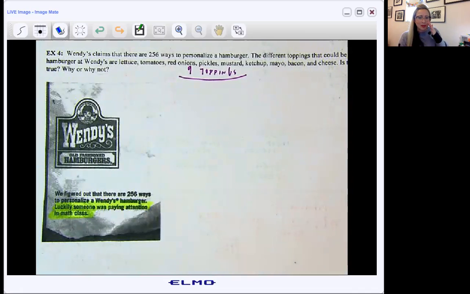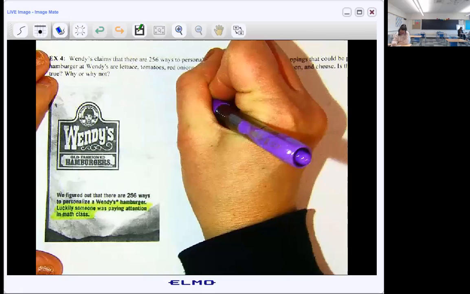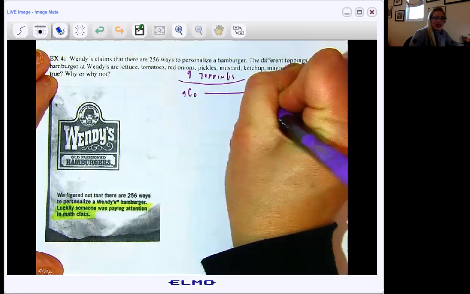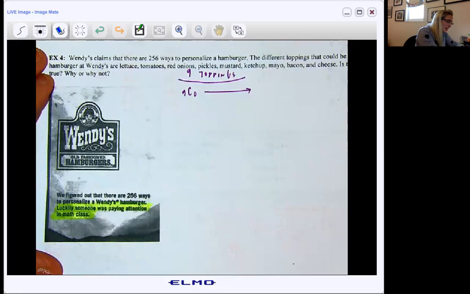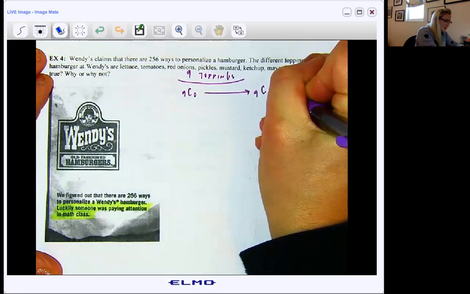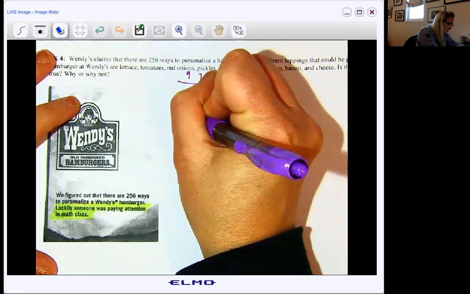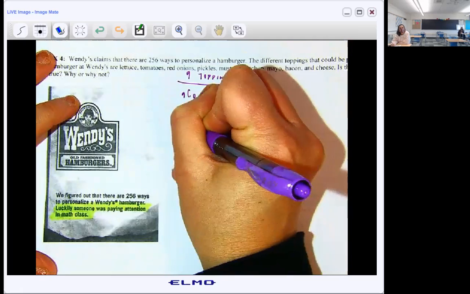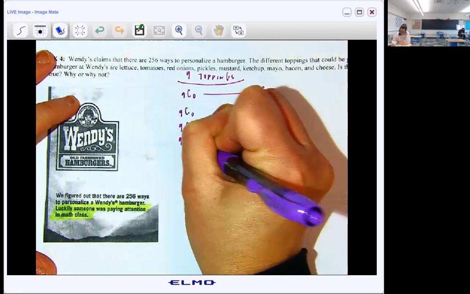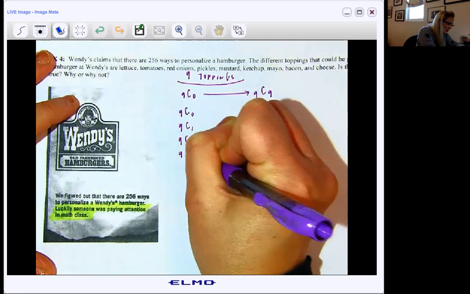So if we have 9 toppings, right, we know that, well, you could choose none of those toppings, right? It could just be a plain old hamburger, no toppings whatsoever. Or anything in between up to all 9 of them. Right? You could have none of those extra toppings, you could have all 9 of those extra toppings, or something in between. So what does that look like? Right? It could be 9 choose 0 all the way up to 9 choose 9. So I'm just going to lay it out like this.